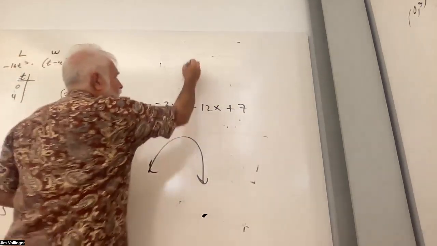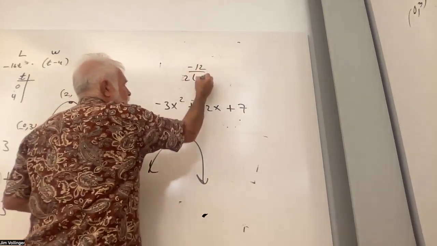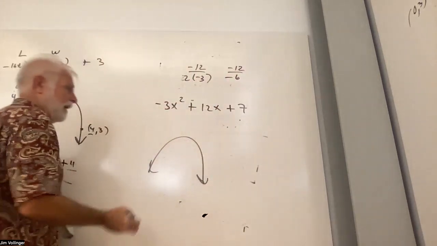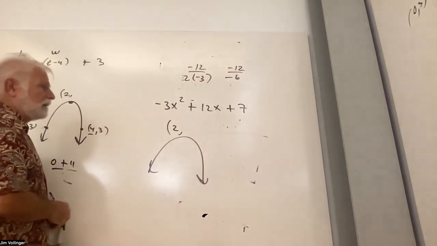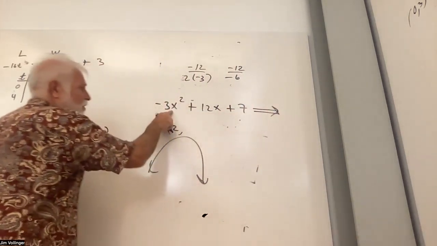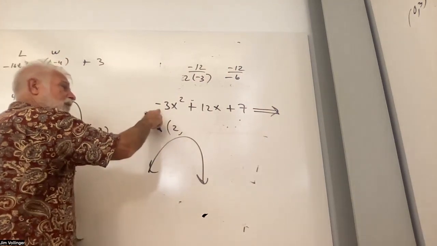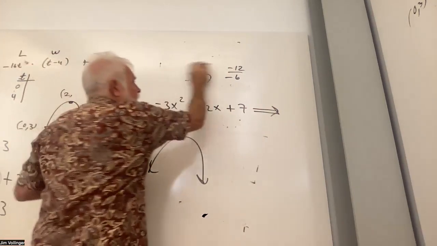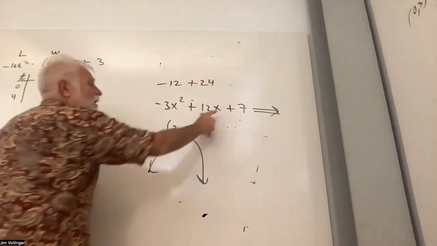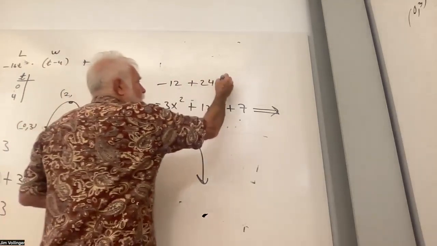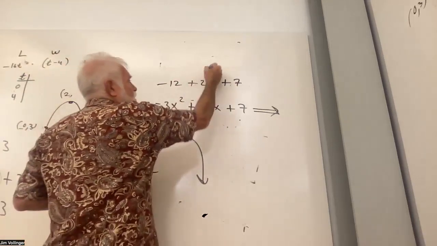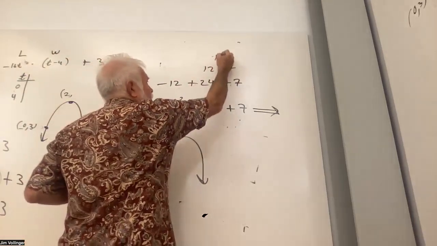I want to do minus 12 over 2 times negative 3. That's minus 12 over minus 6, which tells me that's a 2. That's helpful. I'll throw a 2 in and see what comes out. 2 times 2 squared, you square before you multiply: 4 times negative 3 is negative 12. That means without looking, the next one should be 24, plus 7. Minus 12 plus 24 is 12, and 12 plus 7 is 19.